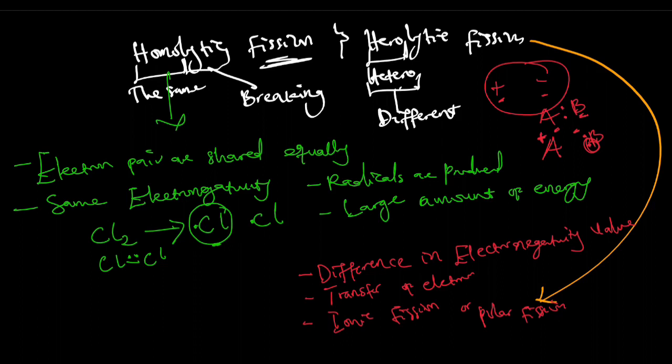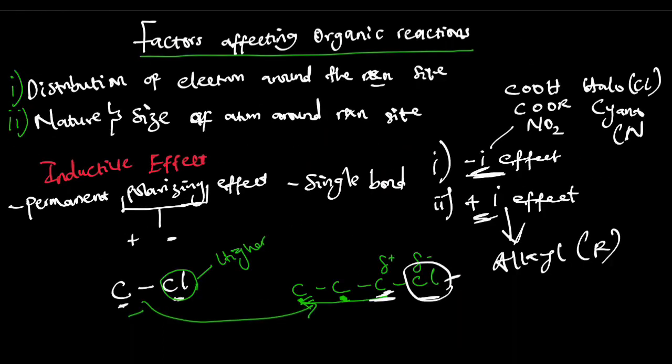So that's all the terminologies that are left to talk about. So let me run through what I said about the factors affecting organic reaction. Factors affecting organic reaction. So here it is. We have a distribution of electrons around the reaction site. Depending on where the electron is, it also determines how fast or how slow the reaction will be.